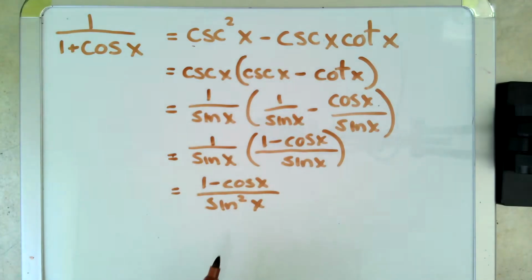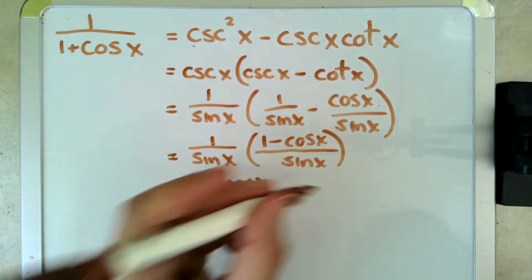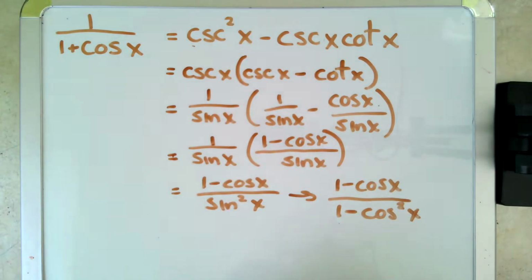Well, one of the questions I like to ask is, what does this have in it that I don't need for this? And the answer is a sine. This whole thing's in terms of cosine. So my Pythagorean identity tells me that sine squared is the same as 1 minus cos squared x. Now, here's the next trick to have up your sleeve. 1 minus cos squared x or 1 minus sine squared x, those are difference of squares.